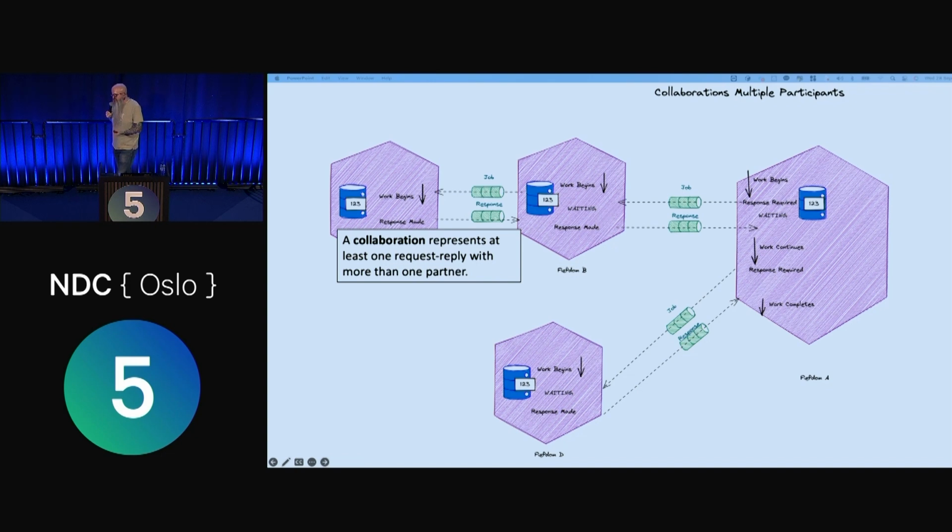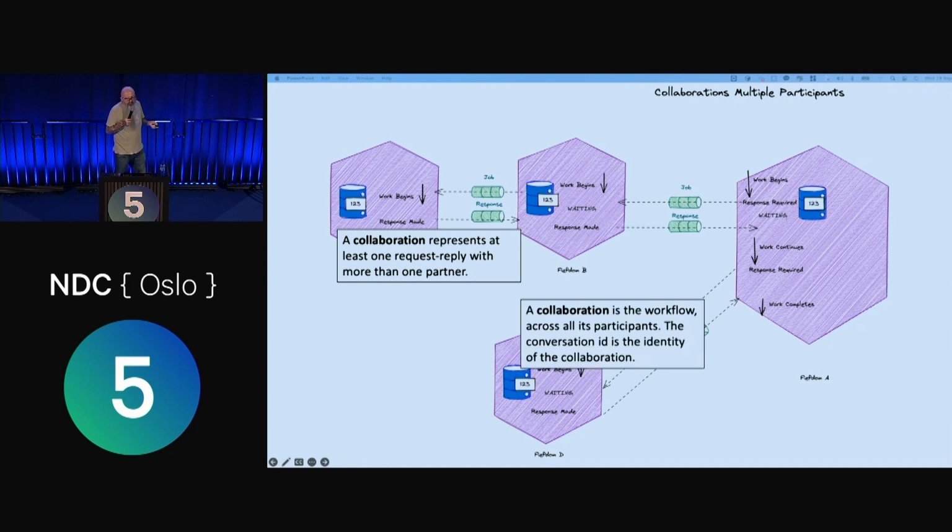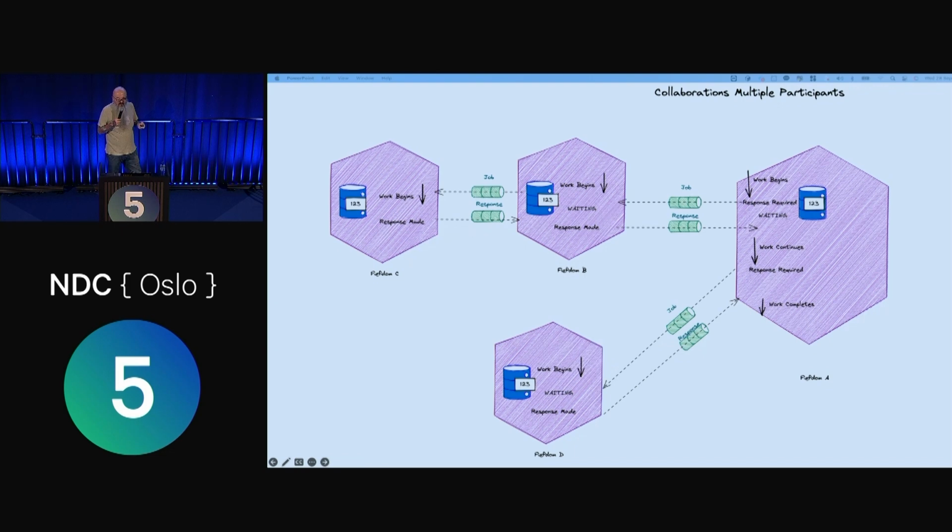So these collaborations represent at least one request reply, but probably more. Okay, and it's this workflow that represents all of the interactions between fiefdoms we need to do to get work done.